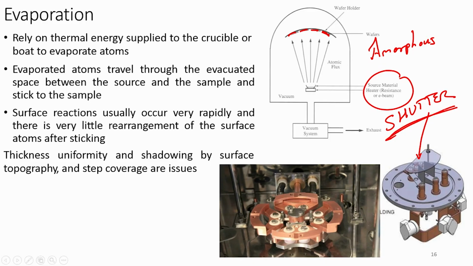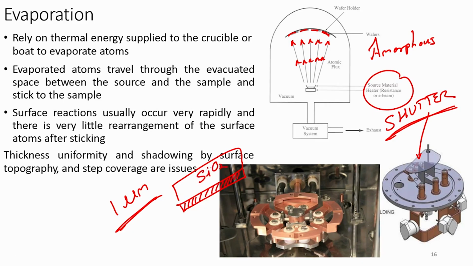What is the role of a shutter? The question is, when I deposit, let us say, a metal, let us say I want to deposit 1 micron of material. If I have a wafer, this is my silicon dioxide, this is my silicon, and I want to deposit this metal which is 1 micron, how do I know this is 1 micron?